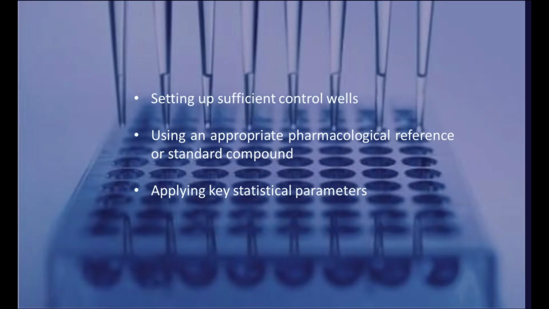Setting up sufficient control wells. Controls differ depending on the bioassay you're running, but you should always include both positive and negative controls in equal numbers to ensure that the statistical analysis is not skewed in one direction or another.